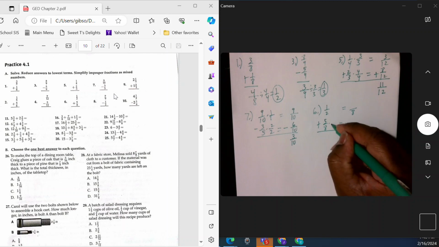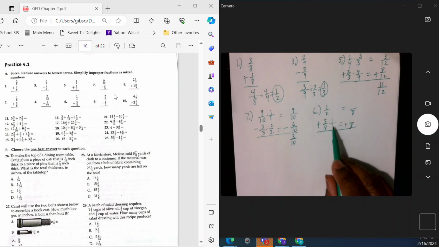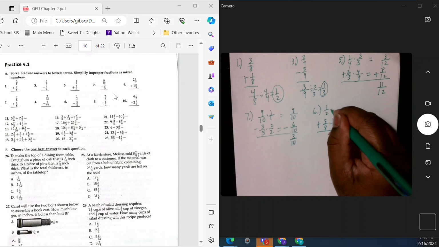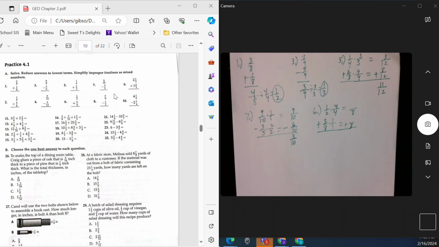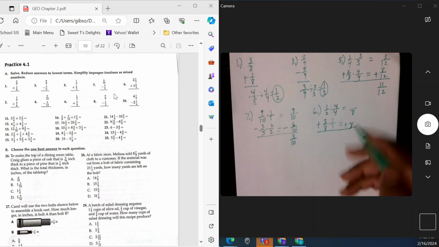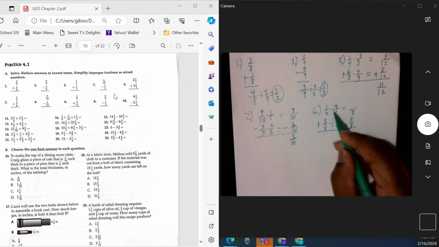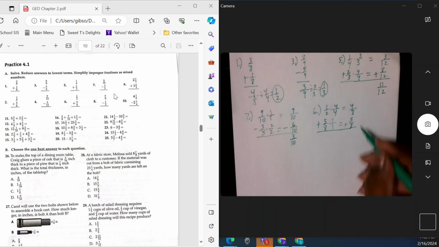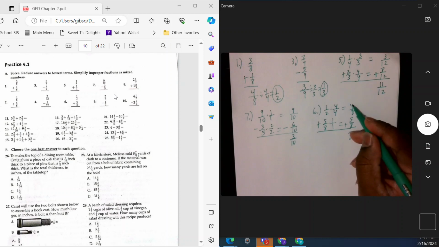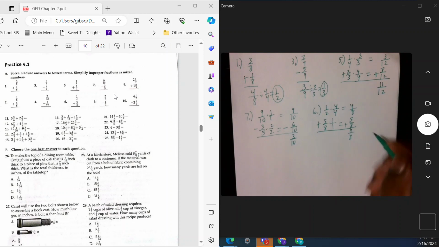So we know 8 times 1 is 8, and we'll multiply the numerator by 1. 2 times 4 is 8, and we'll multiply the numerator by 4. 8 times 1 is 8, 5 times 1 is 5. 2 times 4 is 8, and 1 times 4 is 4. So we'll bring down this denominator of 8. We'll add the numerator. 4 plus 5 is 9.